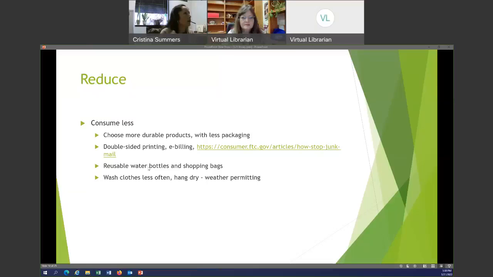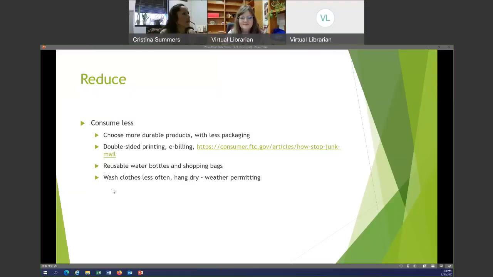What else? Double-sided printing. I always do that. E-billing or e-statements. You can easily just sign up for that for a lot of your accounts. And I know I still get junk mail, but many years ago, I went to a website to get off the junk mail list. So I put a link in there, in case you need to do that or need to do it again, as may be the case for me, since I still get some. What else? Shopping bags, of course, when you go to the store.